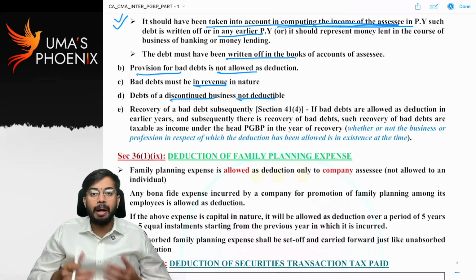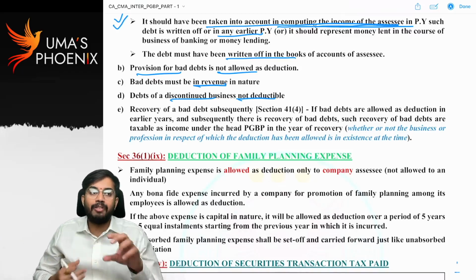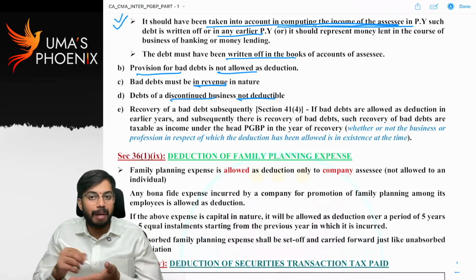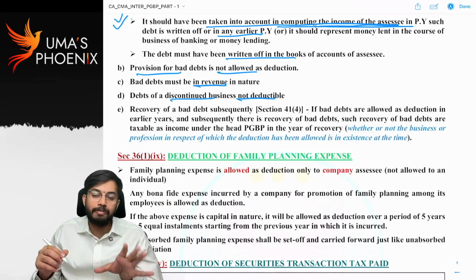For example, I am into practice. I have done one work for a client. The worth is 50,000 rupees. The client paid only 10,000 rupees. The client is not paying 40,000 rupees. I have written off bad debts of 40,000 rupees.